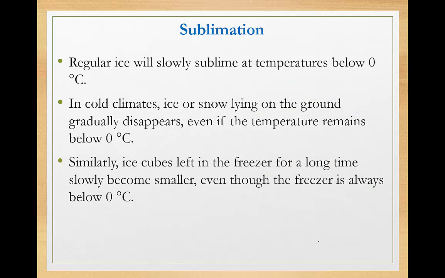Now, other things that will sublime. Ice, regular ice made out of water. It will slowly sublime when you have temperatures below 0 degrees Celsius. So if you have a very cold climate, if you have permafrost or something like that, ice or snow that lays on the ground will gradually disappear, even if the temperature stays below 0 degrees Celsius. It's not melting, it's sublimating.